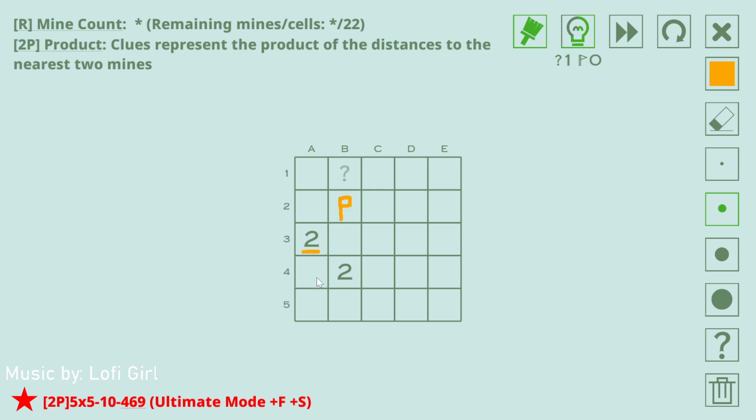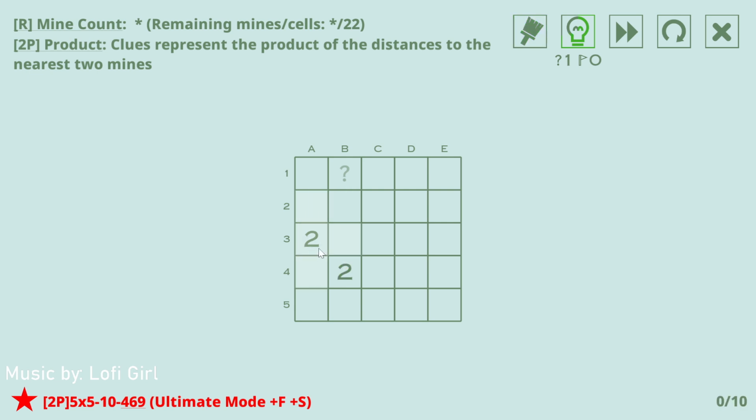But as you can see, there's no space. There is no other mine you can put that is a distance of root 2 away. So this can't be a mine. And actually, the game is smart enough to figure it out by itself. So clicking the clue does give you that clue on its own.